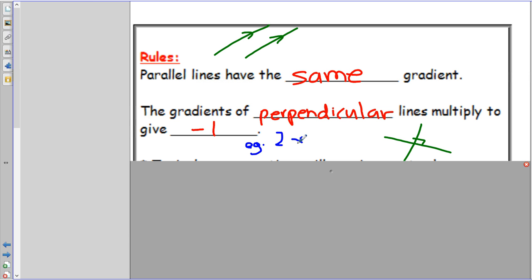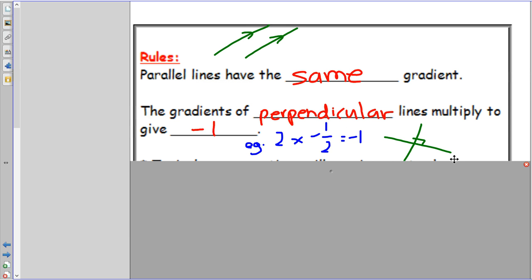So what is 2 times -1/2? This is from the 2 pages before. 2 times -1/2 happens to equal -1. So that's based on the previous 2 examples. The gradient of line A was 2, the gradient of line C was -1/2. 2 times -1/2 gives you -1, and those lines were perpendicular to each other, meaning they met at a right angle. So that just happens to be the case.